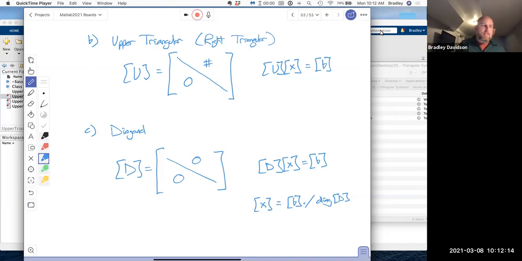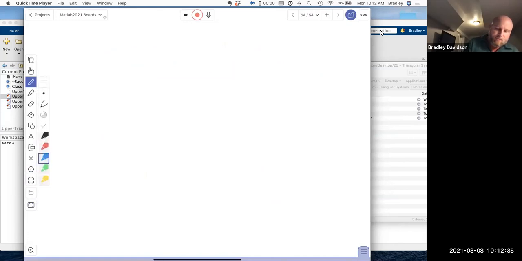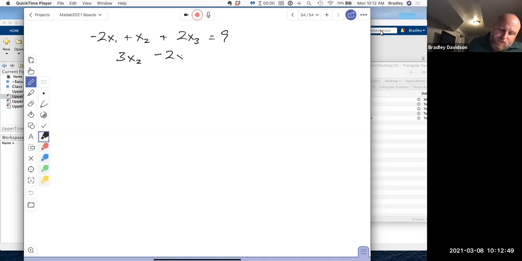So what I want to do is let's work through a system, and we're going to focus on the upper diagonal for this entire piece. The reason why, as I mentioned, is because we're moving into Gaussian elimination, and Gauss elimination is based upon being able to convert your system into an upper diagonal. And so let's take the system where we have negative 2x1 plus x2 plus 2x3 is equal to 9. And then it's 3x2 minus 2x3 is equal to negative 1. And then 4x3 is equal to 8.